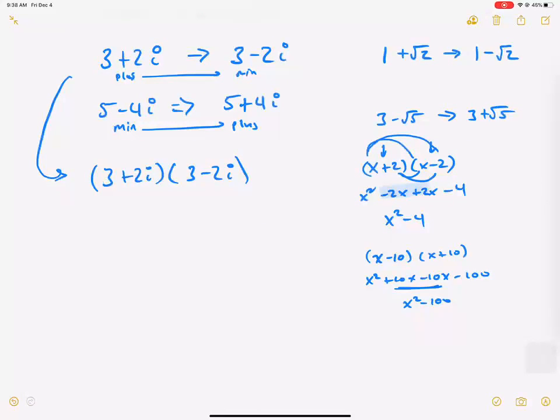Let's take a look. When I'm multiplying conjugates here, complex conjugates, we end up with 3 times 3 is 9. Easy peasy. 3 times negative 2i is negative 6i. All right, so we're done with the 3. Let's work on the 2i. 2 times 3 is positive 6i. And 2 times 2 is 4, so negative 4i squared.